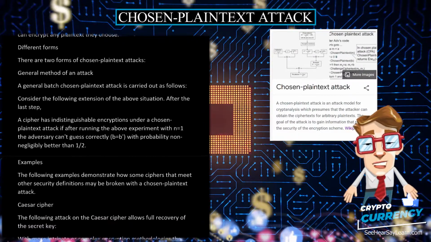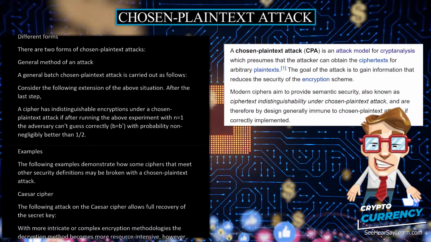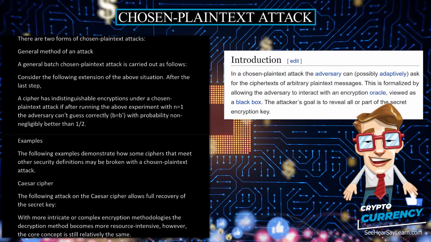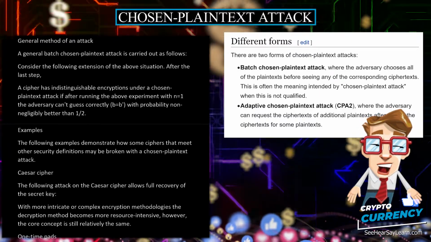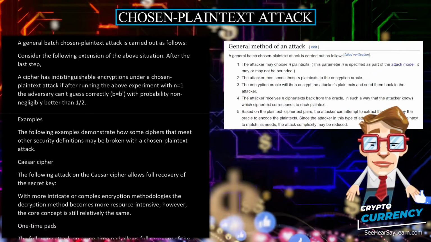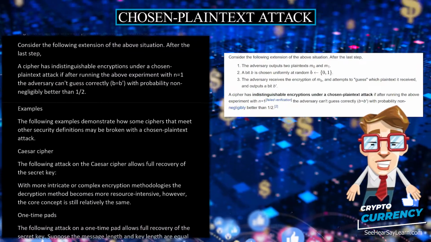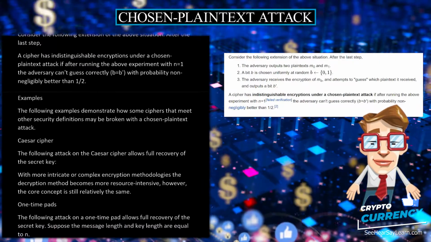Examples. The following examples demonstrate how some ciphers that meet other security definitions may be broken with a chosen plaintext attack. Caesar cipher. The following attack on the Caesar cipher allows full recovery of the secret key. With more intricate or complex encryption methodologies, the decryption method becomes more resource-intensive. However, the core concept is still relatively the same.